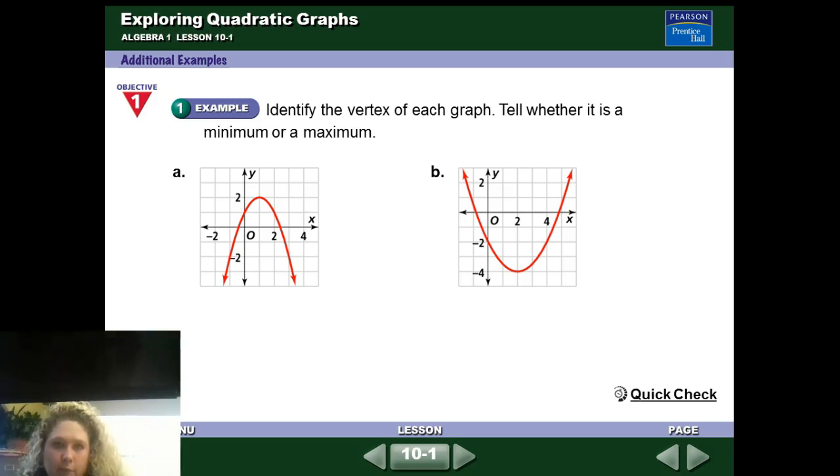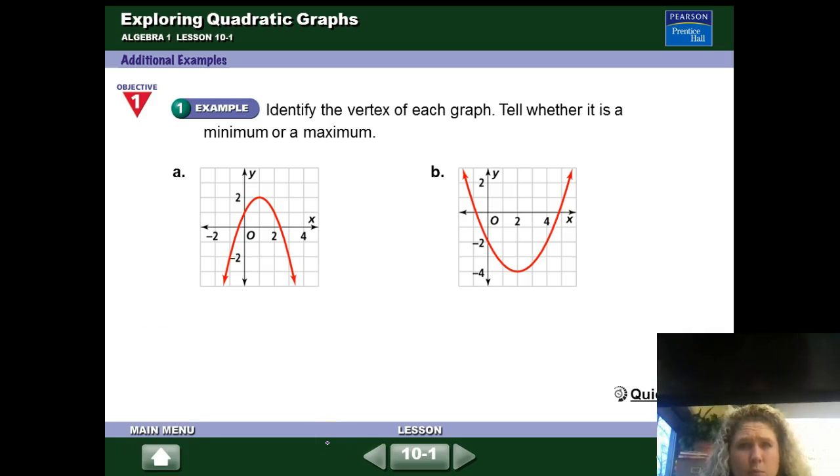Alright, vertex. When I'm looking at this one, my vertex is going to be at that point right here. And notice my axis of symmetry, the line I just drew. I could fold this parabola on this line of axis of symmetry and it would line up. So here's my vertex. What is this ordered pair right here? Well, it is at 1, 2. So my vertex is at 1, 2. This is my highest point, so this would be my maximum.